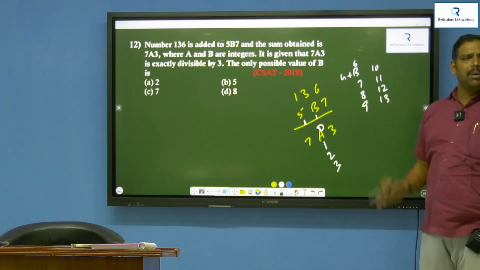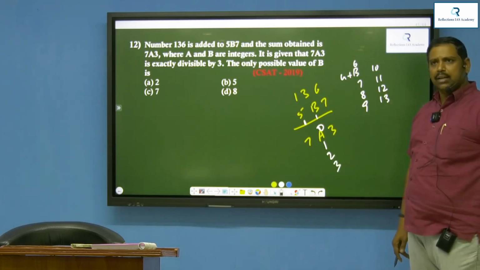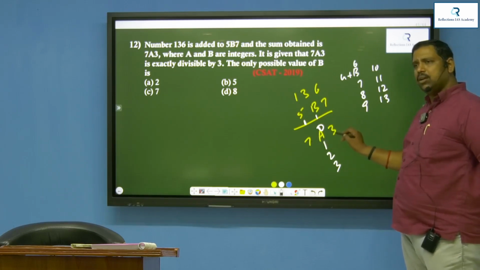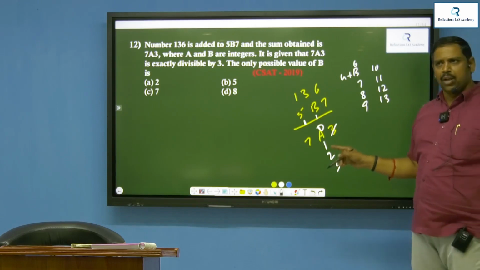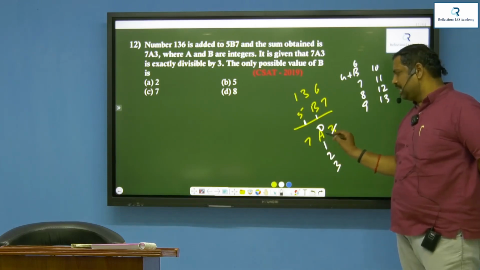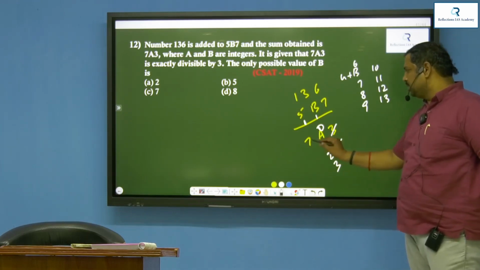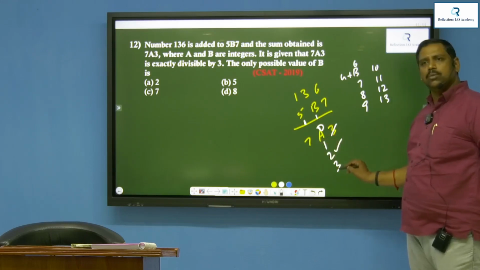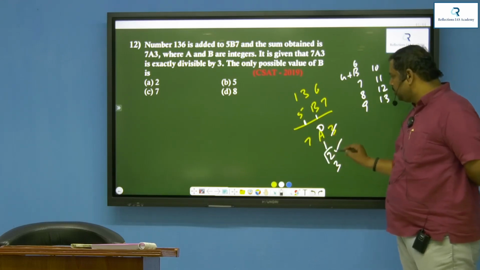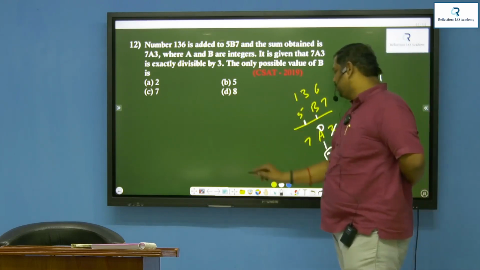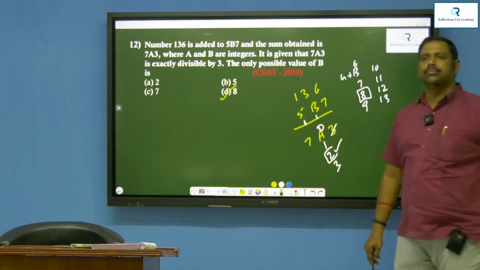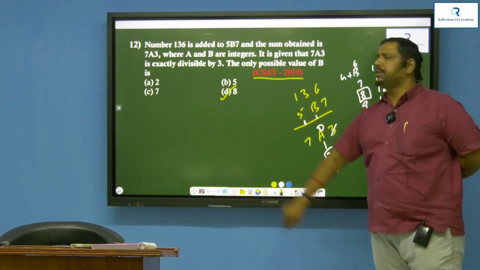It is exactly divisible by 3. So, sum of digits, right? Already it is 3. Leave it. I already said 3 multiples, leave it, right? Now to get 3 multiple, 7 plus 2 is the possibility. 7 plus 0, 7 plus 1, 7 plus 3 is not possible, right? 2 is the only possible. 2 means 1, 2, 3. What is the value of B? Only possible value of B is how much? 8 is the answer. This is CSAT 2019.